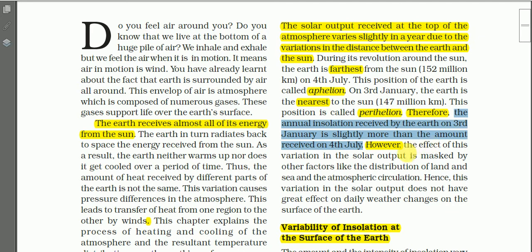But you must know that in January, in the northern hemisphere, we have the winter season. But this winter season and the summer season is not caused by the distance between the Sun and the Earth. It is merely caused by the inclination of the Earth's axis towards the Sun. And that is why the effect of this variation in the solar output is marked by other factors like distribution of land and sea and the atmospheric circulation.